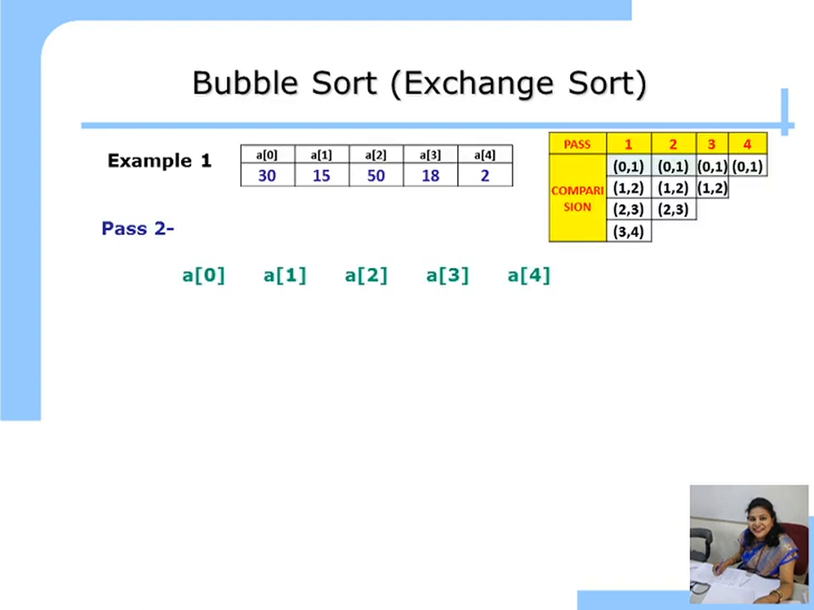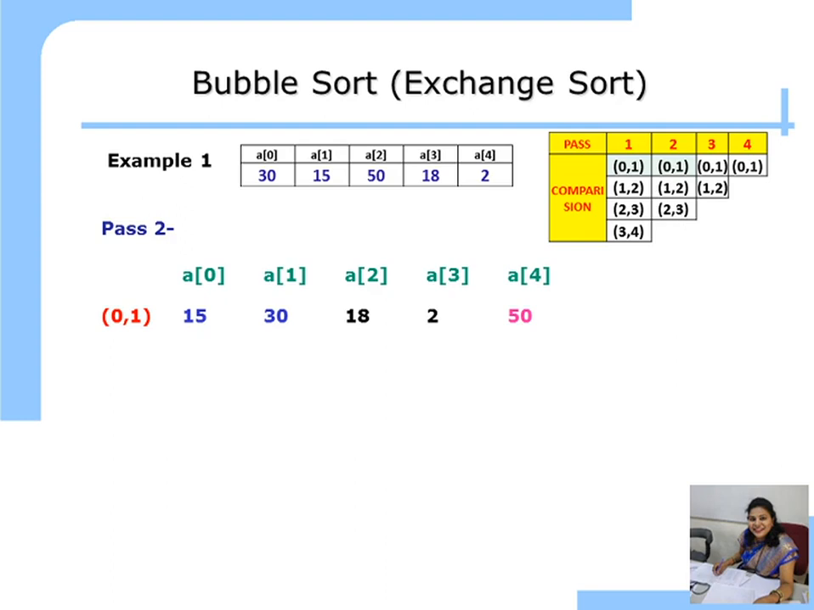So see pass 2. I have put the pass-wise comparison for the reference and your original example. But what will be the input for pass 2? It will be the output of pass 1, and the output of pass 1 is 15, 30, 18, 2 and 50. Since I used a pink color, since 50 is sorted, we are not going to compare the fourth position in the second pass. You can see here that we are not taking the fourth position: 0, 1, 1, 2 and 2, 3 only. So now we will perform these 3 comparisons.